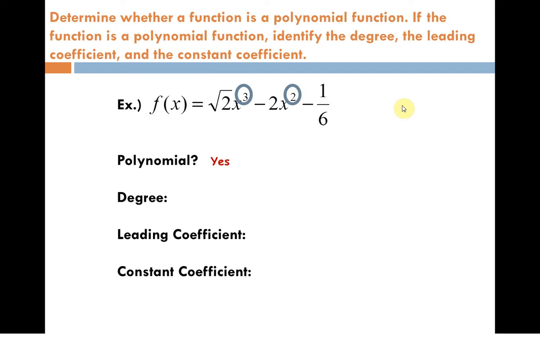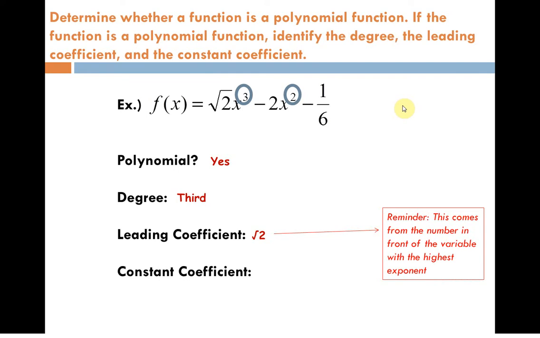That's important, standard form. Remember, standard form is when the variables go from greatest to least exponent order. Sometimes they might trip you up and not put it in standard form, so you've got to look out for that. Pay attention. So the highest degree is 3. Leading coefficient is the number that comes in front of the variable with the highest degree. So in this case, that would be radical 2. Reminder, it comes from the number in front of the variable with the highest exponent.